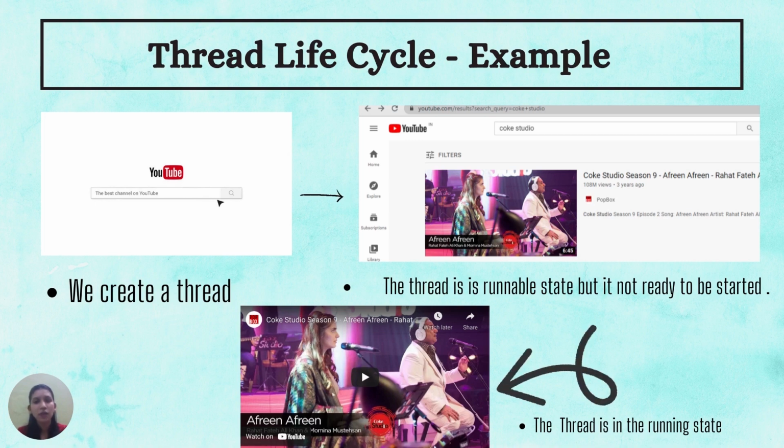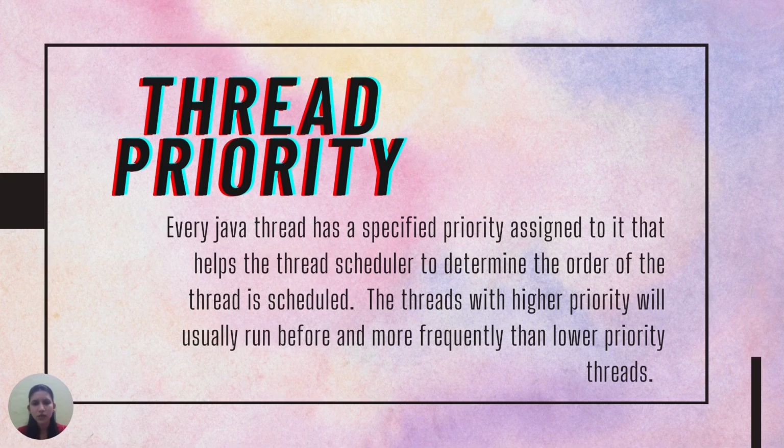But sometimes we pause our song due to some events, which makes the thread come into a non-runnable state. Or sometimes we just close the YouTube tab, terminating the song before it completes. Though searching for a song on YouTube is itself an example of the life cycle of a thread, to get a clearer version, we can consider this as an example.